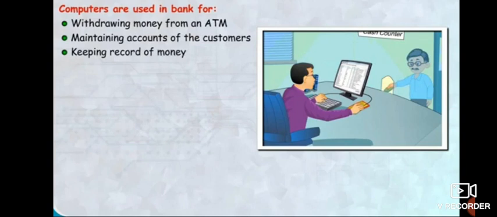Next is keeping record of money. Bank is a place where we can save our money for future use. So many customers deposit or save their money in the bank. So to keep all details or records, computers are used. All right. So in bank, it is widely used to keep the records of all the customers separately.